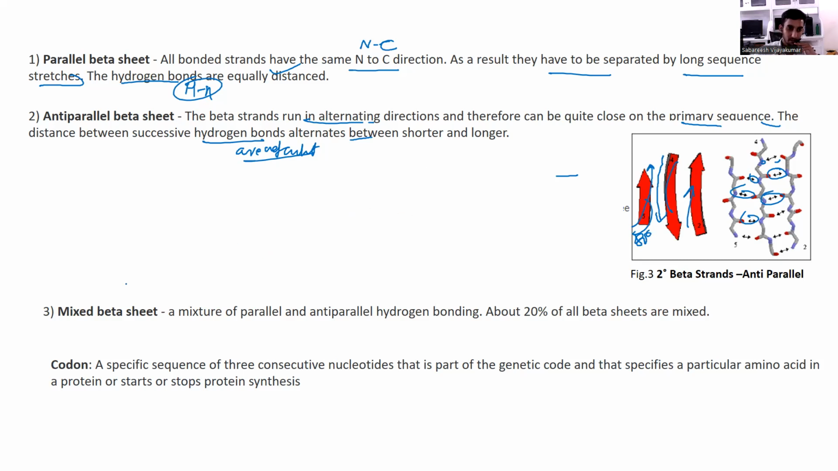The third type is the mixed beta sheet. This is actually a mixture of parallel plus anti-parallel hydrogen bonding. Nearly 20% of all the beta sheets are of the mixed type.